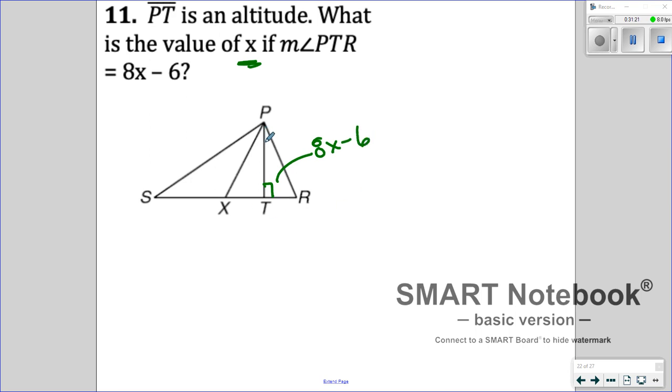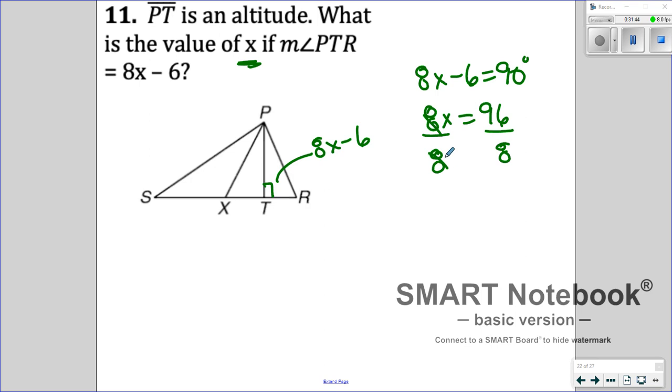We know that when you have an altitude and it goes straight down, it's going to create perpendicular lines, which is going to give you a 90-degree angle. So you know that this is 90. So we can set that equal to 90 degrees. And then we just solve. So 8x, we add 6 on both sides. And then we divide. And then we get 12 for our x. So that's all they wanted us to find. So x equals 12.